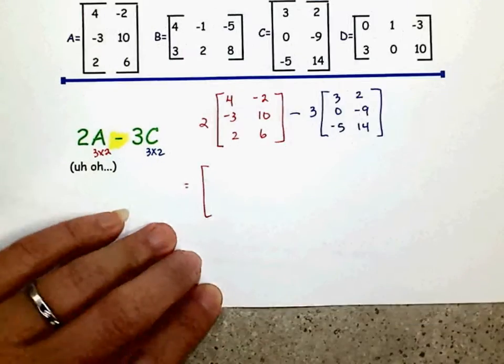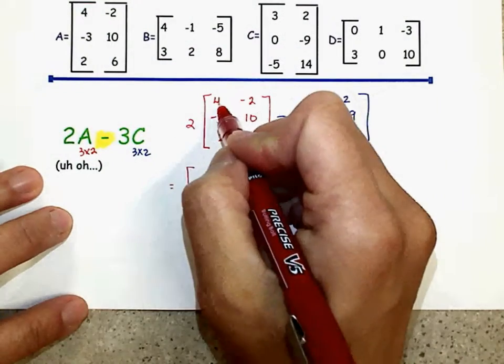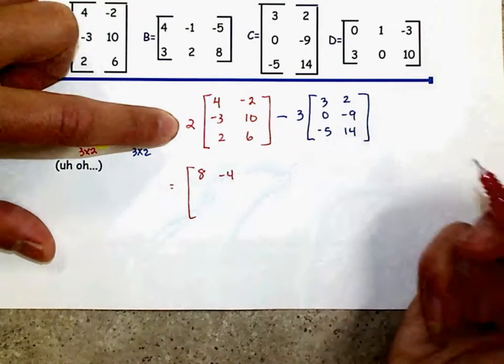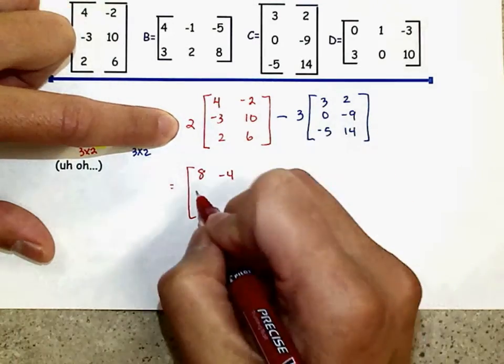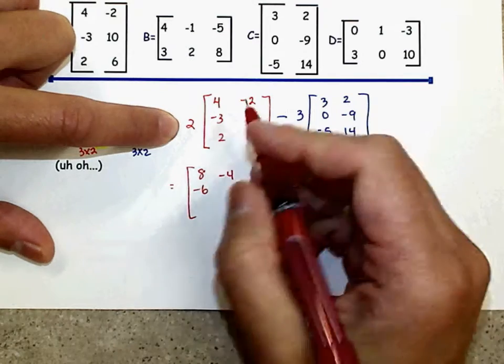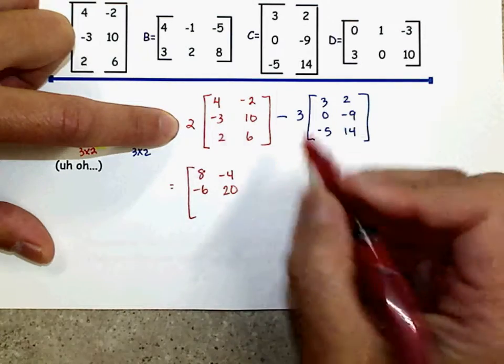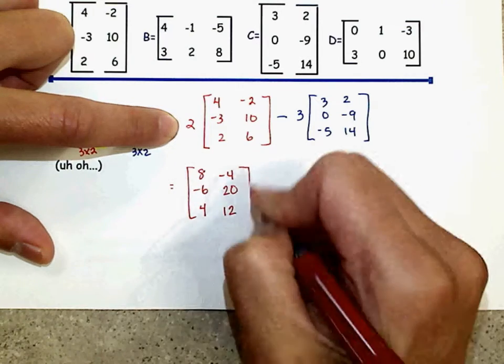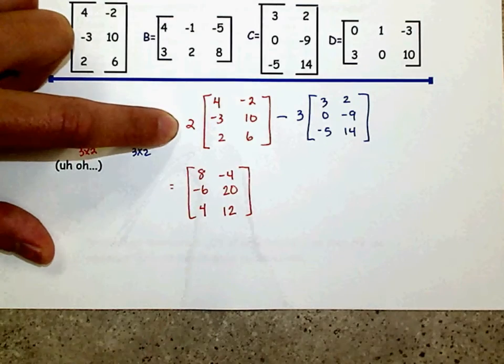2 times 4 is 8. 2 times negative 2 is negative 4. 2 times negative 3 is negative 6. 2 times 10 is 20. 2 times 2 is 4. 2 times 6 is 12. See how I simplified the ones in red? Now let's do the next one.